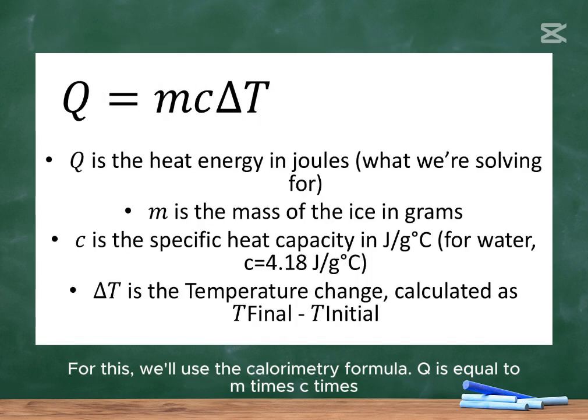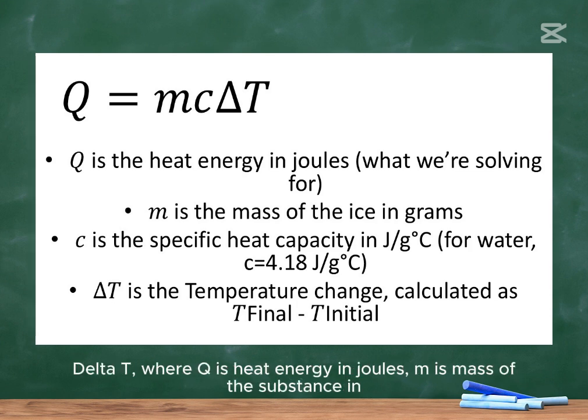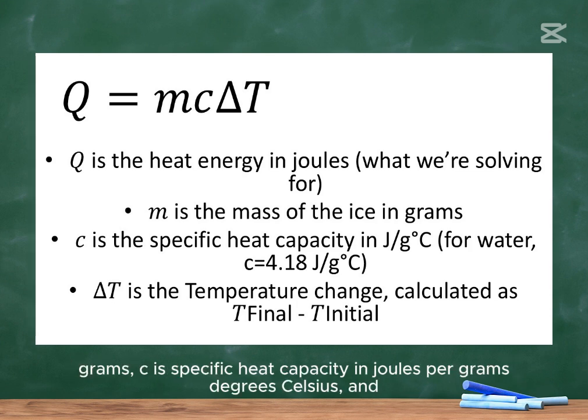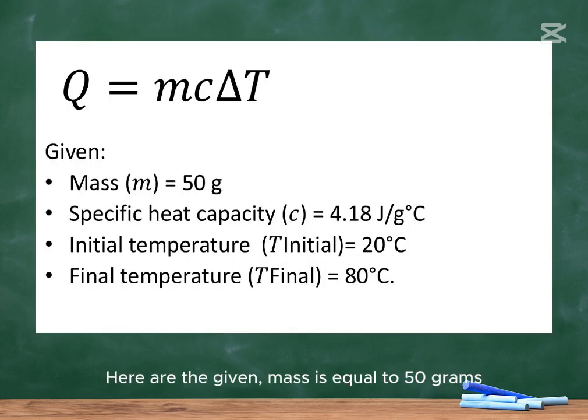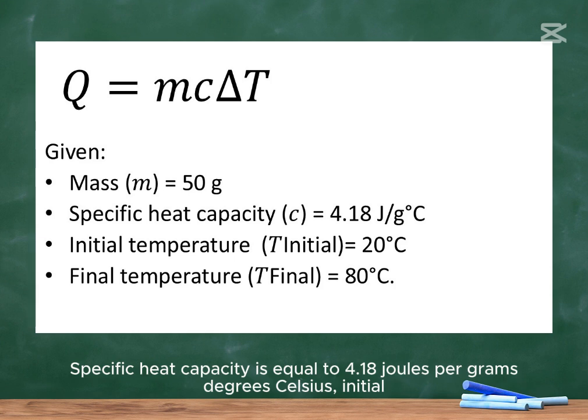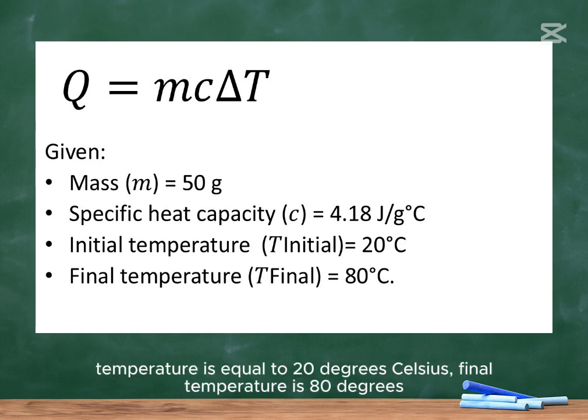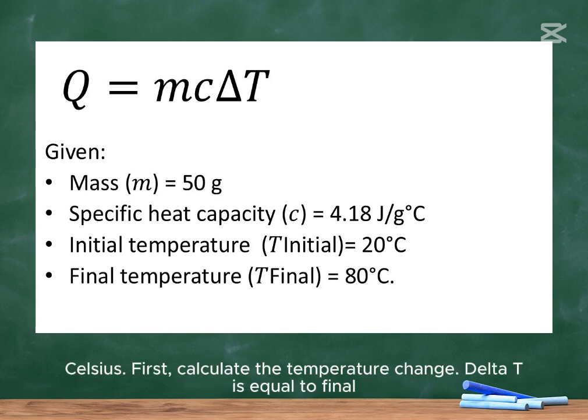Q is equal to m times c times delta T, where Q is heat energy in joules, m is mass of the substance in grams, c is specific heat capacity in joules per gram degree Celsius, and delta T is the temperature change, calculated as final temperature minus initial temperature. Here are the givens. Mass is equal to 50 grams, specific heat capacity is equal to 4.18 joules per gram degree Celsius, initial temperature is equal to 20 degrees Celsius, final temperature is 80 degrees Celsius.